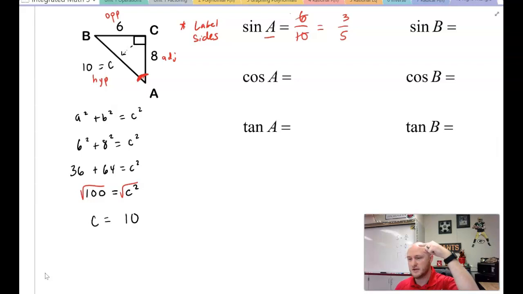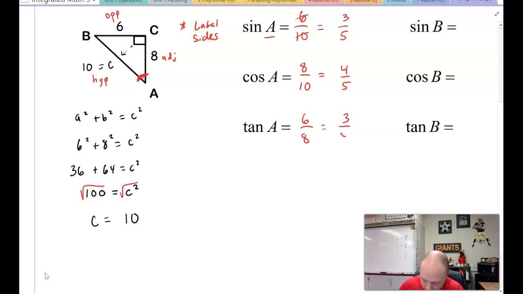Cosine is adjacent over hypotenuse. The side that's adjacent is 8. The side that is hypotenuse is 10. So this is 8 over 10, so 4/5. All right, tangent of A. Tangent is opposite over adjacent. TOA. It's this one right here. Opposite is 6, adjacent is 8. So 6/8 gives us 3/4. I have found sine, cosine, and tangent for angle A.